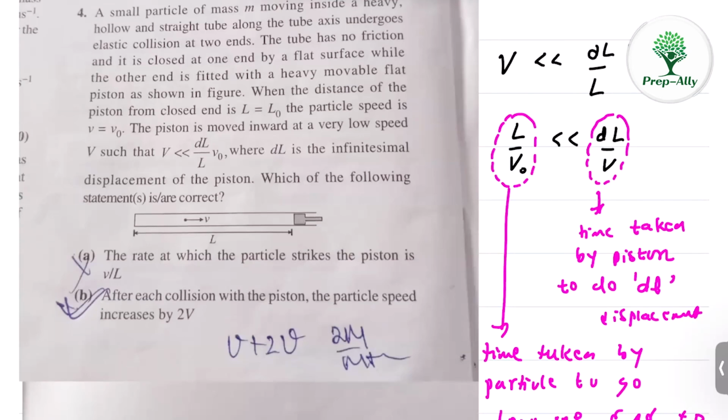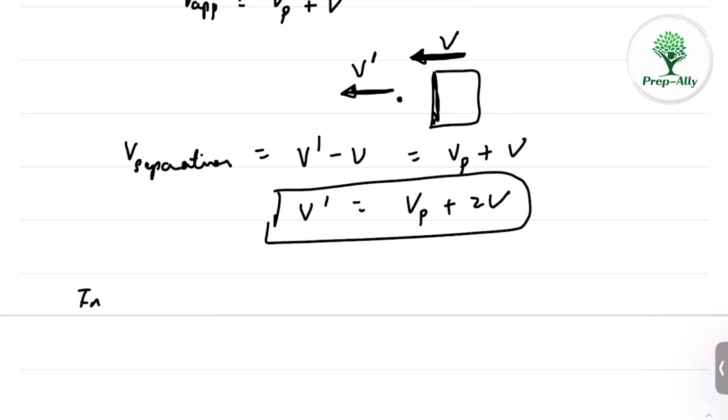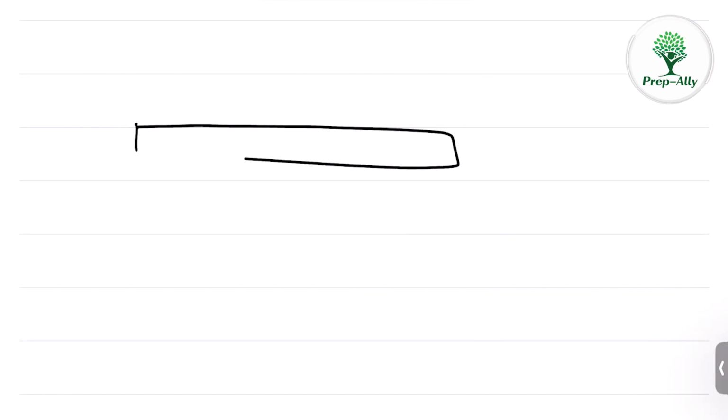And the particle will keep moving back and forth like that. Now, initially the piston was at a distance of L and it is moving slowly. Let us say that after some time, which is a very long time, it is able to come at a distance of X.